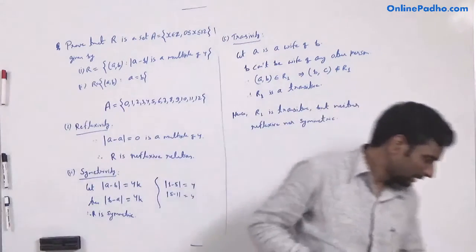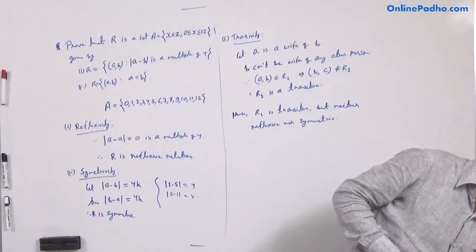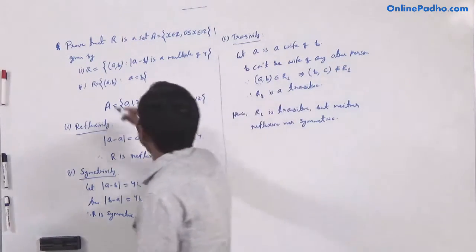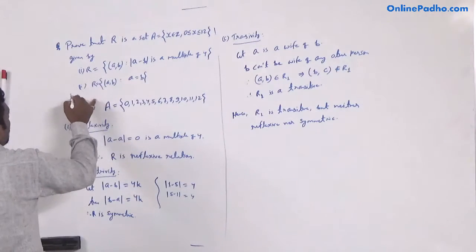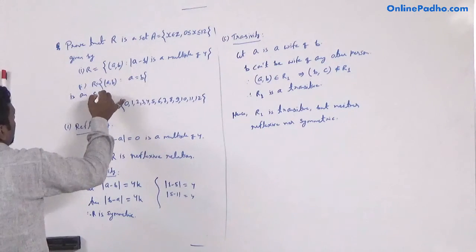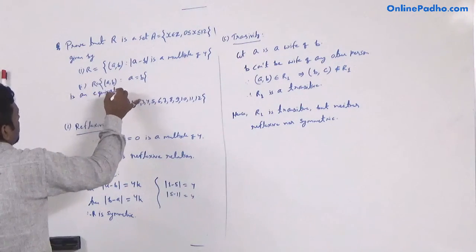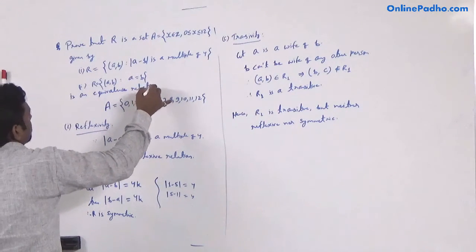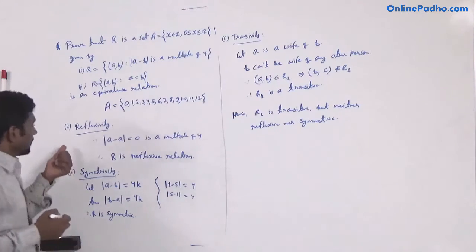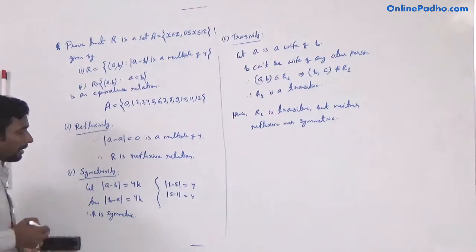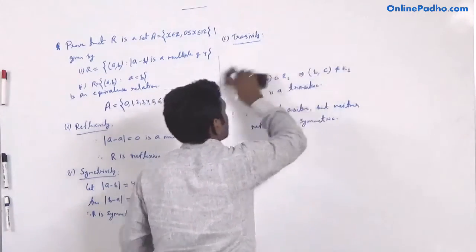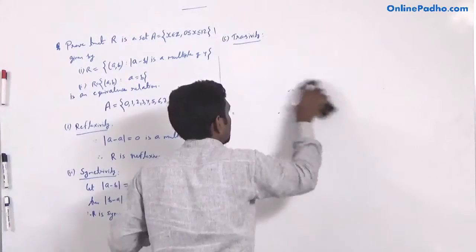Right? So R is symmetrical. And prove that the relation is an equivalence relation. This is the question. It is reflexive, it is symmetric. Now we have to prove this relation is also transitive. Let us see how it is transitive.